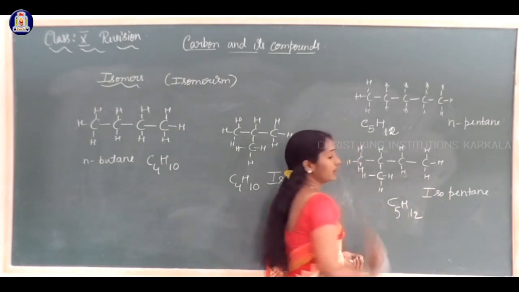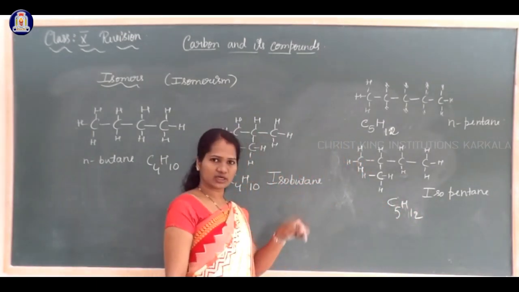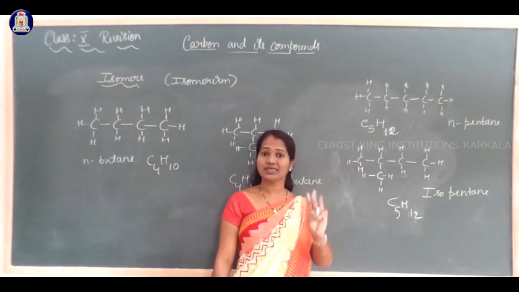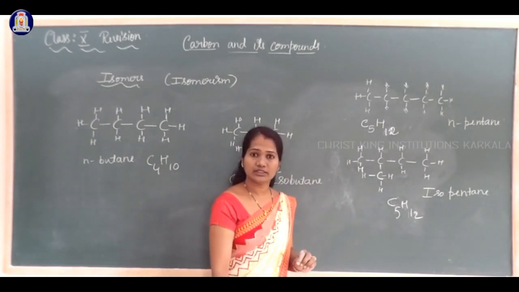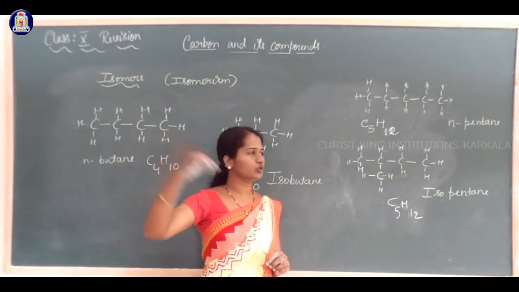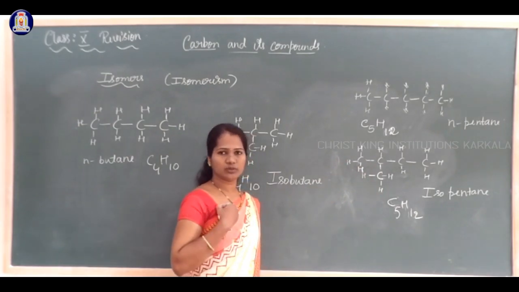So this formula is also C5H12, that is isopentane. Now, one more structure is there. For butane, 2 isomers; pentane, 3 isomers. In the same way, hexane, 4 isomers; heptane, 5 isomers. Like this, it goes. So for pentane, 1 more isomer, 1 more structure.